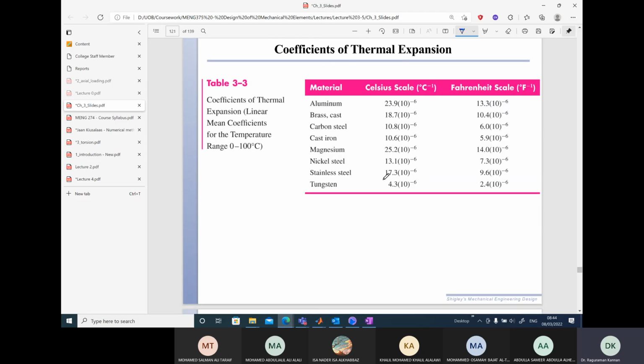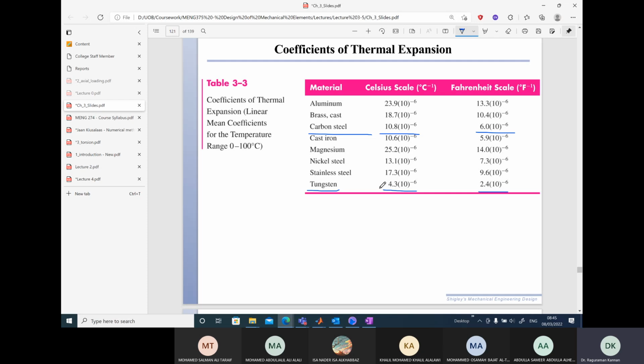Okay, so finally, these are some of the values of the coefficient of thermal expansion. Usually for steel, we can see the typical value in terms of per degree centigrade and per degree Fahrenheit. The values are intermediate. Usually for materials like copper, it should be higher. Here we have brass and magnesium, so copper is not listed. Specifically, you can see tungsten has the lowest value of coefficient of thermal expansion.